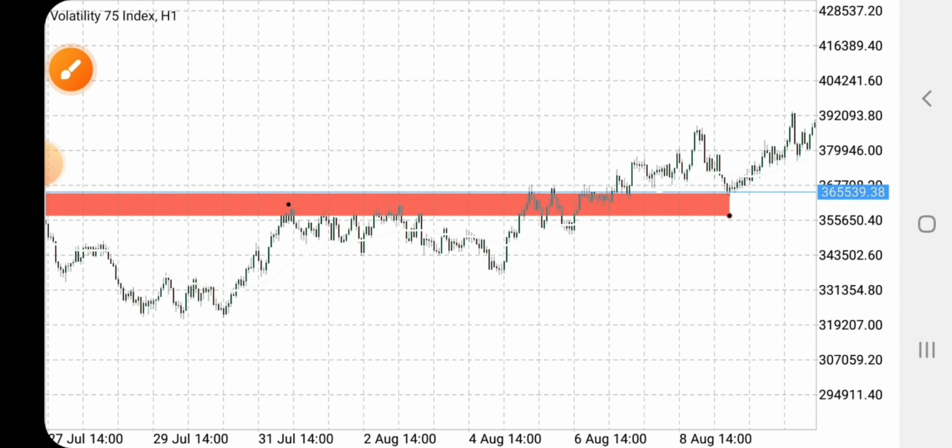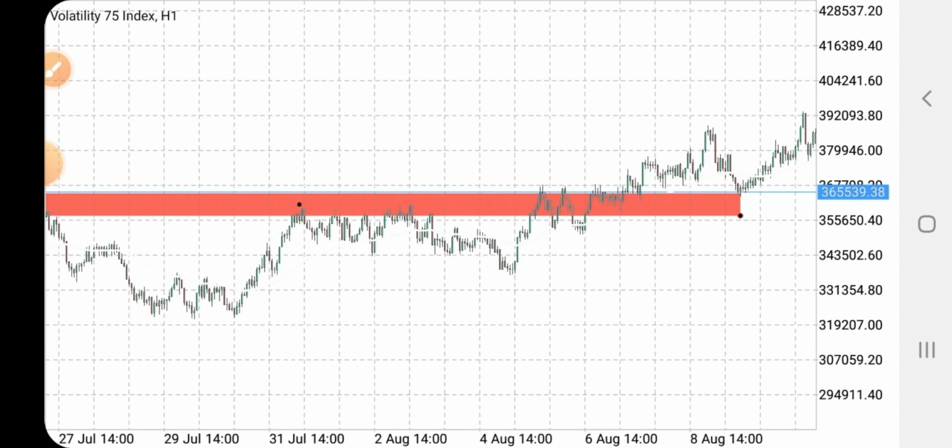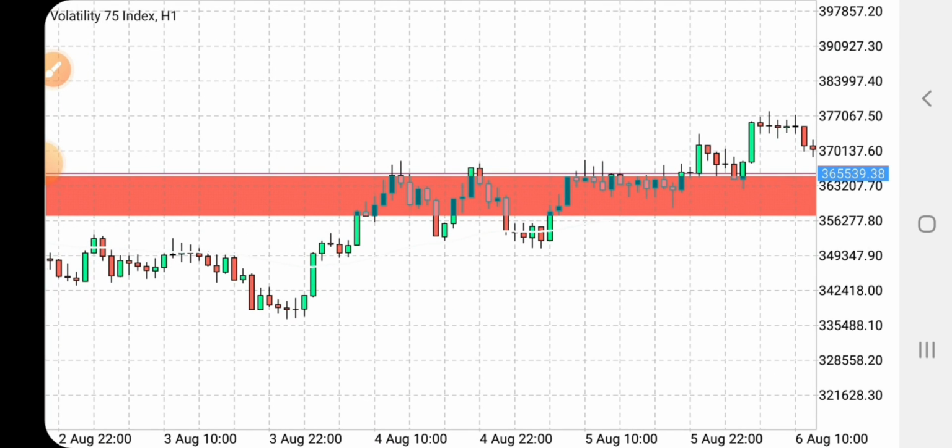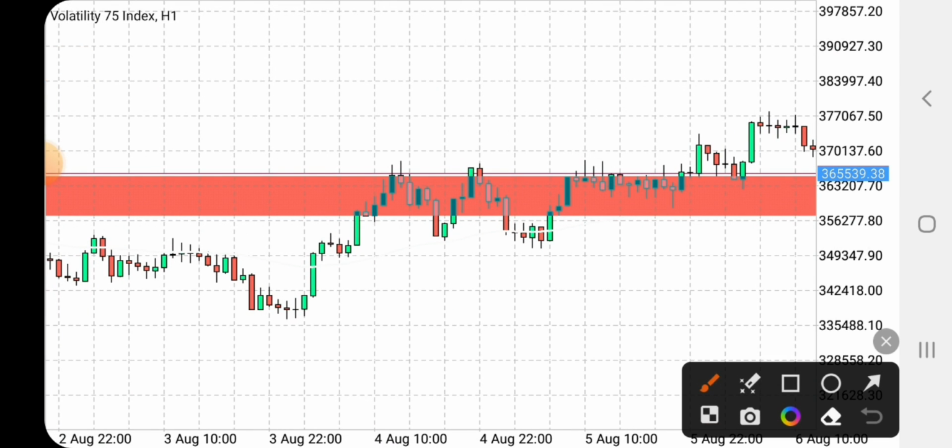Okay, now look at the mistake people make. If you look right here, you see that people might have entered a trade here thinking this is a breakout. So guys, you need to understand this.